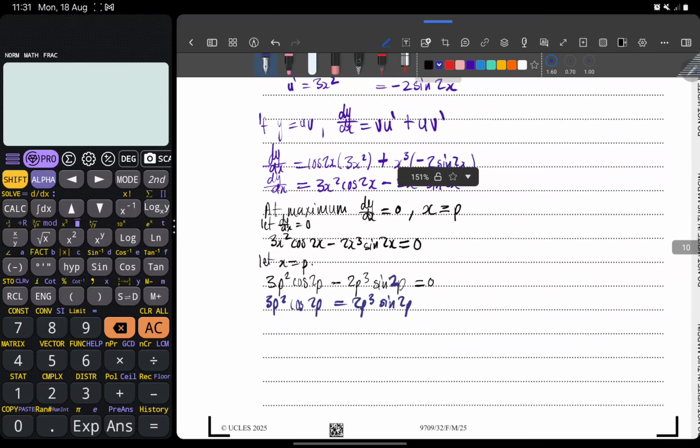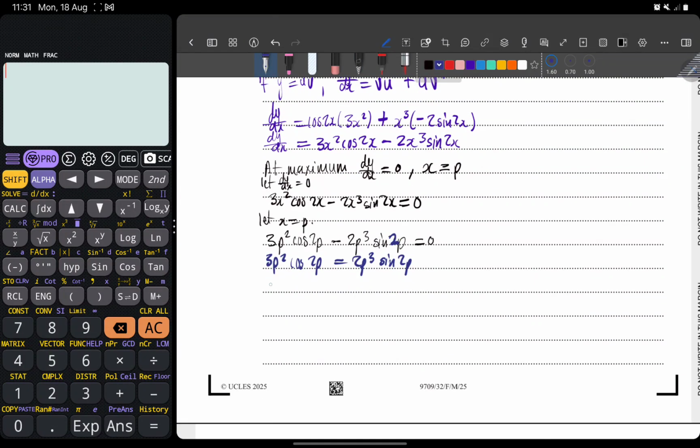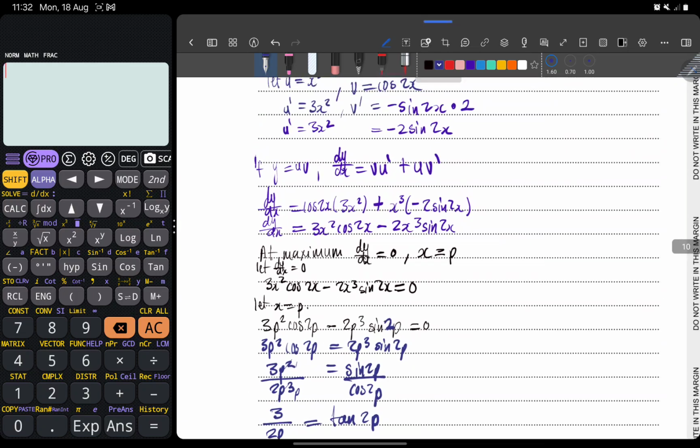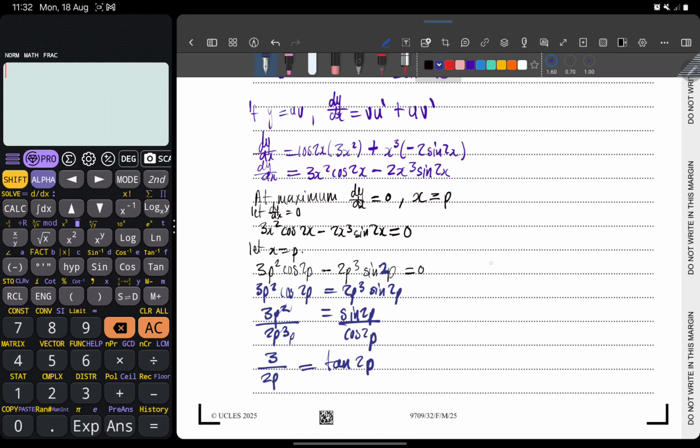What are we going to have? We now say 3p squared over 2p cubed will be equal to sine 2p over cos 2p. That's what makes tan. We need to make tan. So we'll end up having 3 over 2p, because p squared over p cubed is 1 over p, is equal to tan 2p, because it's sine 2p over cos 2p. Then we'll take tan to the other side. You can now say here that tan inverse of 3 over 2p is equal to 2p.